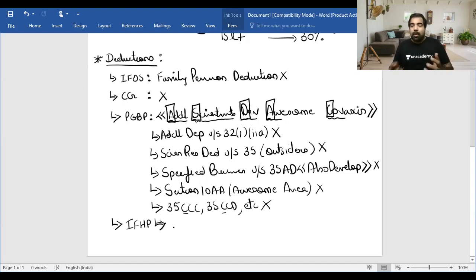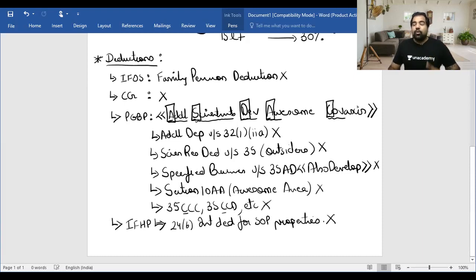If you remember, in income from house property, if you let out your house or have a self-occupied house, you get 3 deductions: municipal tax, 24A and 24B. A is ad hoc and B is on borrowing, the interest deduction. You don't get the interest deduction, but only for SOP properties. So 24B, interest deduction only for SOP properties, you will not get.